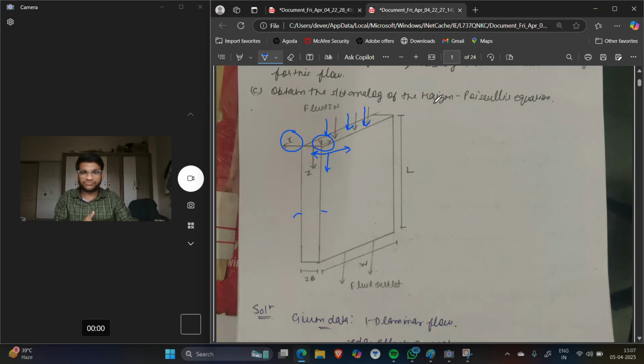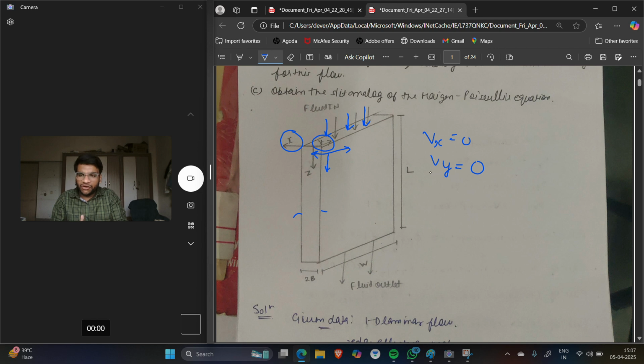So, the non-vanishing velocity component. Since I have defined the Cartesian coordinate system, here the velocity of the fluid in x direction is 0 and the velocity of fluid in y direction is 0. So the remaining non-vanishing velocity component is vz. Now I have to define the variable, or you can say the dimension or direction, on which my vz depends.